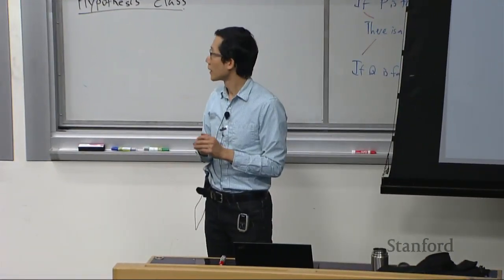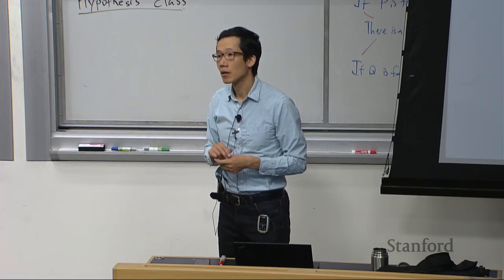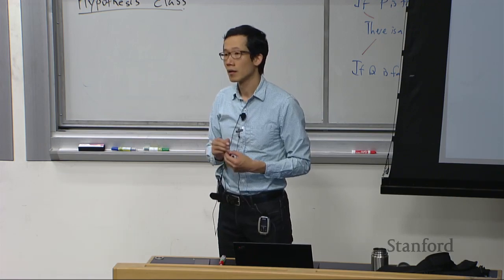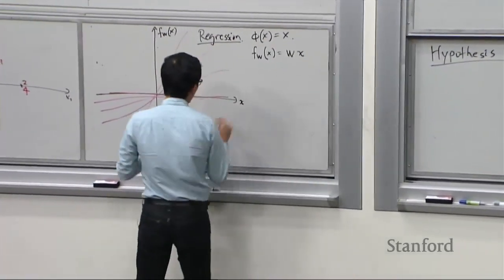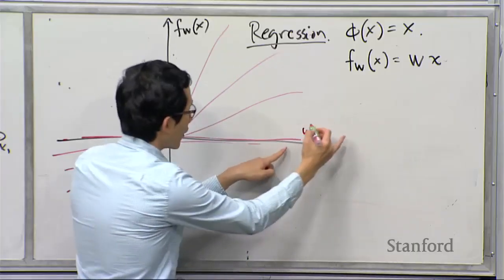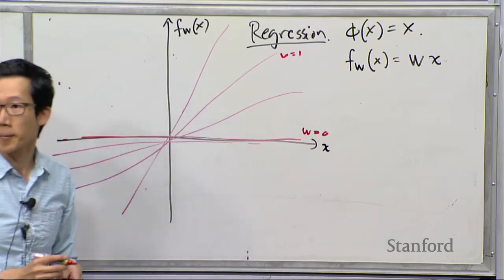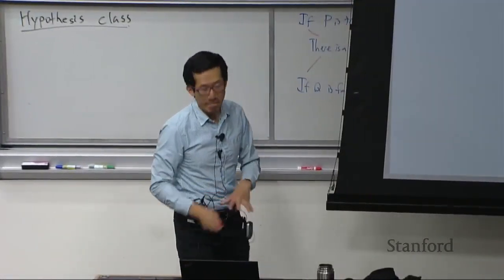Question. The function is defined by f, though, not phi, right? Like the lines are defined by the weights, like the fact that you're saying the hypothesis is w times x. Yeah, so the lines are defined by weight. So this line is w equals 0, this line is w equals 1, and so on.